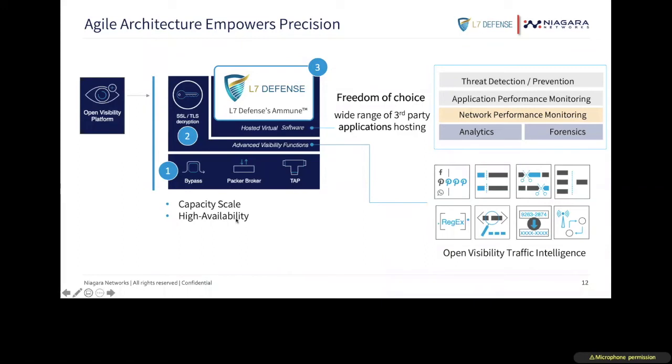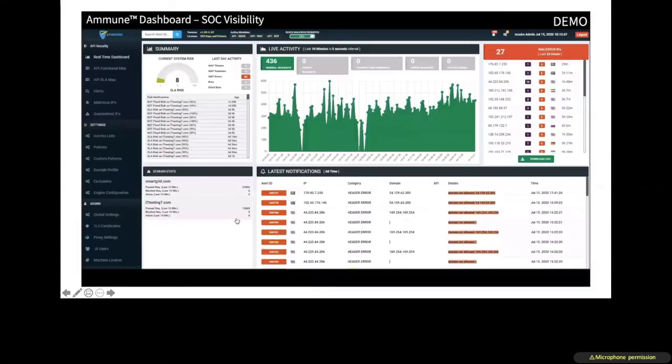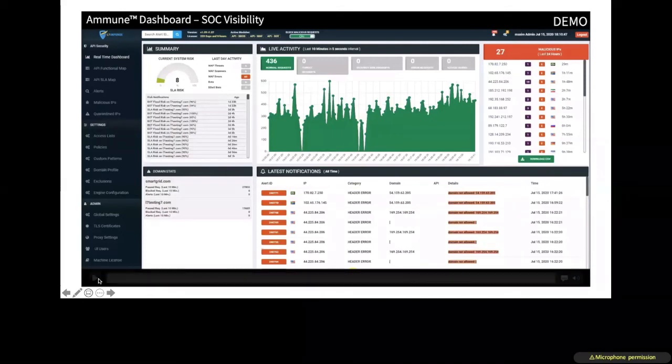Israel, do you want to move to the demo? Yeah. Okay, just let me know when. Yeah. So before we start, maybe one word.